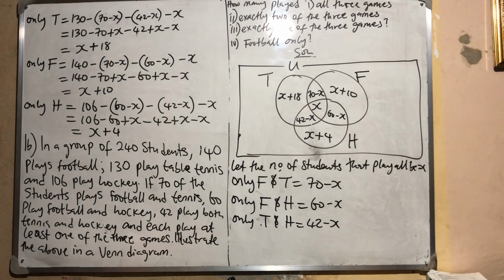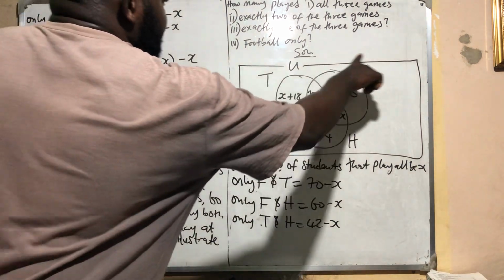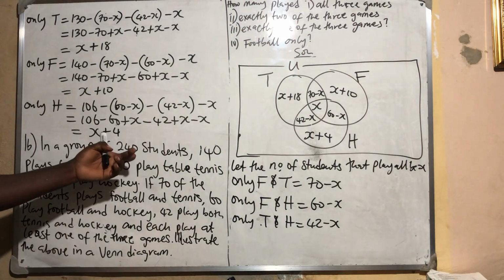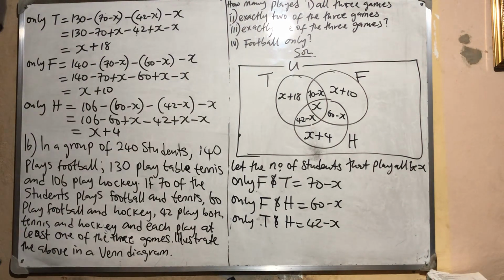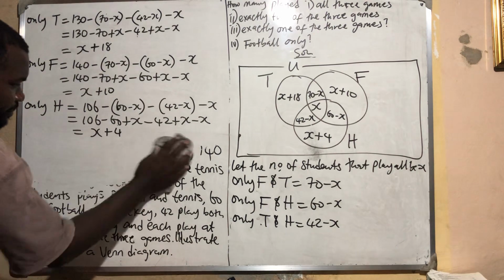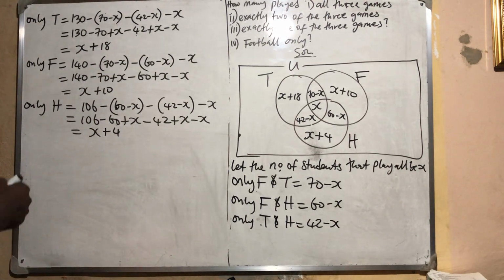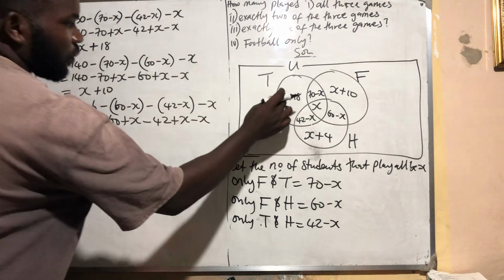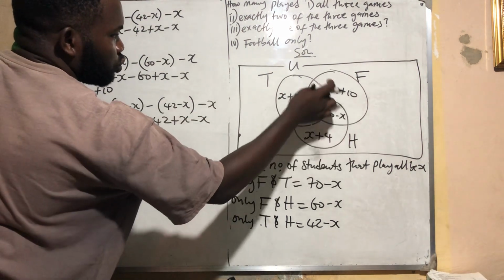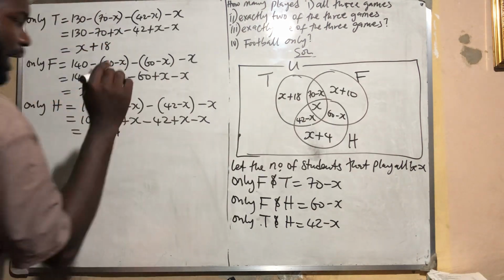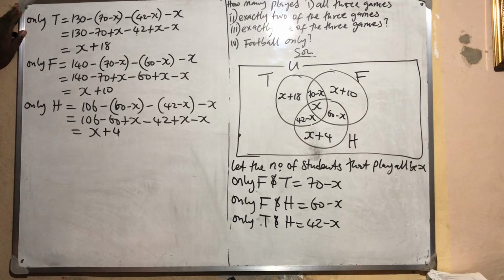So now, how do you get your x? You get your x by adding everything you are seeing in this box and equating it to the number of students involved. So we have 240 students involved. You have to be very, very careful when adding. You can start from 1, 1, 1, 2, 2, 2, then 3, or you start from 3, 2, 2, 2, 1, 1, 1, so that you don't make any mistake.